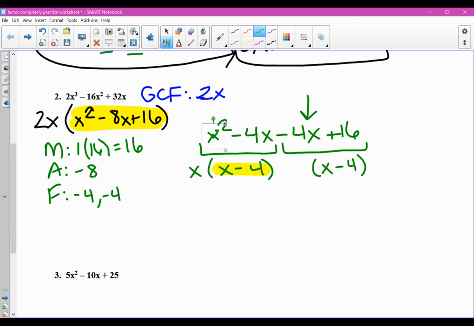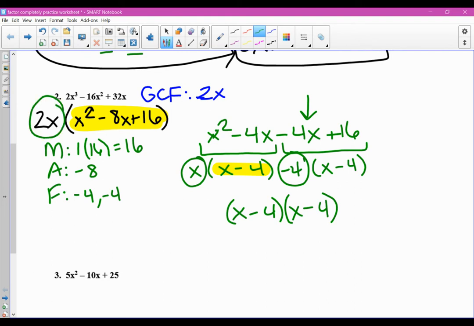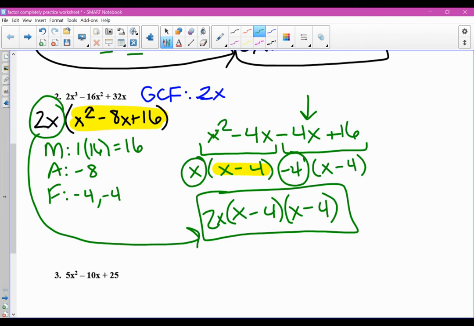Then we want to look at this term, negative 4x. So I have the x already. I still need the minus 4. So my two factors are going to be the original x minus 4 that we repeated and that x minus 4 from the front of the parentheses. Then the last thing we have to do is take our GCF and bring it down in front, 2x. So our final answer is 2x times x minus 4 times x minus 4.